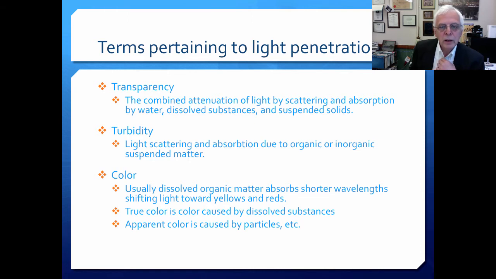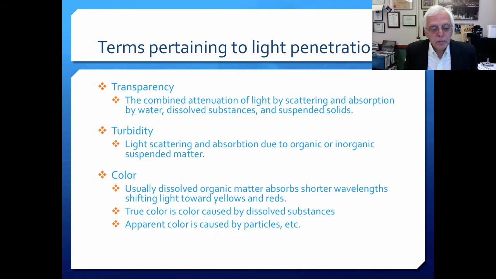Now, another term is color, and we've already talked about true and apparent color, but let's review it. Color can be due to dissolved organic matter that absorbs shorter wavelengths, shifting light toward yellows and reds. An example you can use for yourself is a tea bag put in water. You have put some organic matter into the water, and you've shifted light toward yellows and reds.